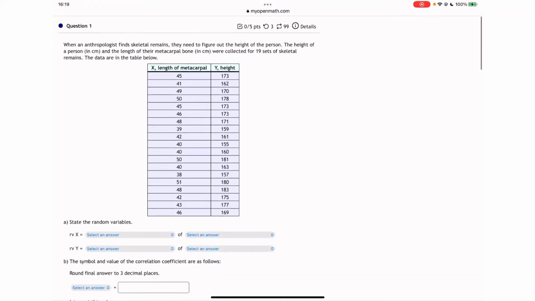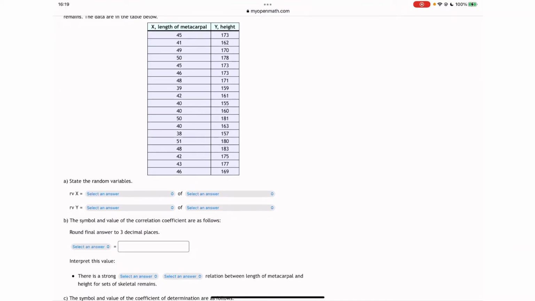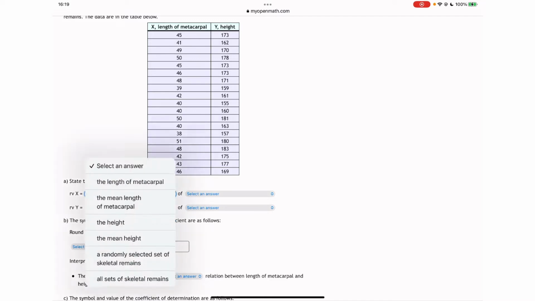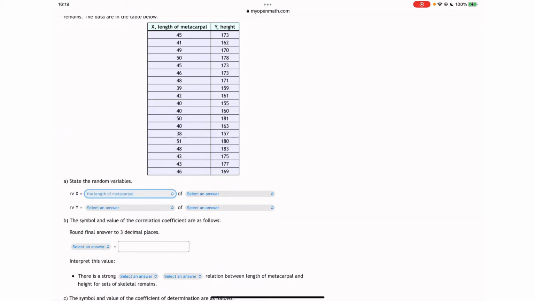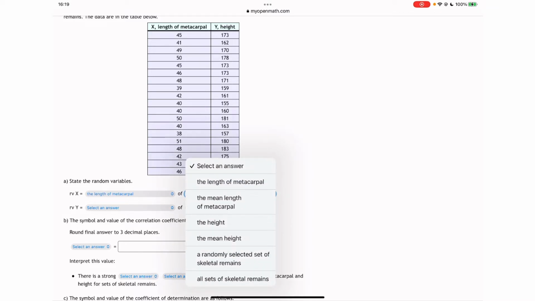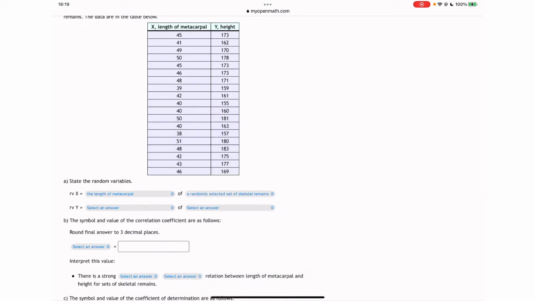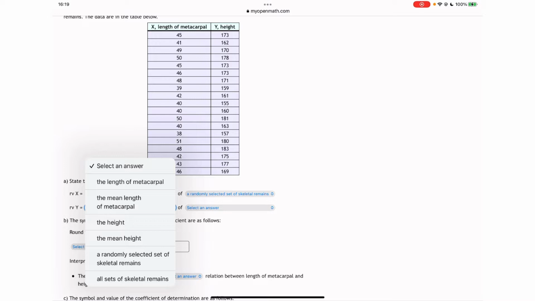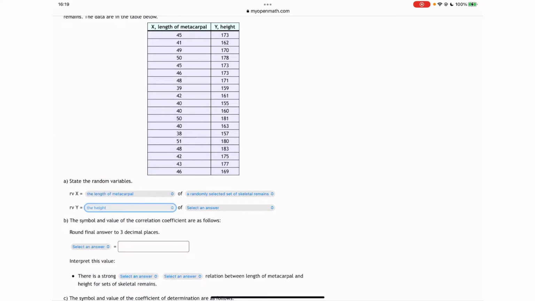Okay, so question A, state the random variable. So the x, from the table, is the length of the metacarpal, of those randomly selected sets of skeletal remains. Y is height, from the table, also we can see in the title, the height. Also randomly selected skeletal remains.